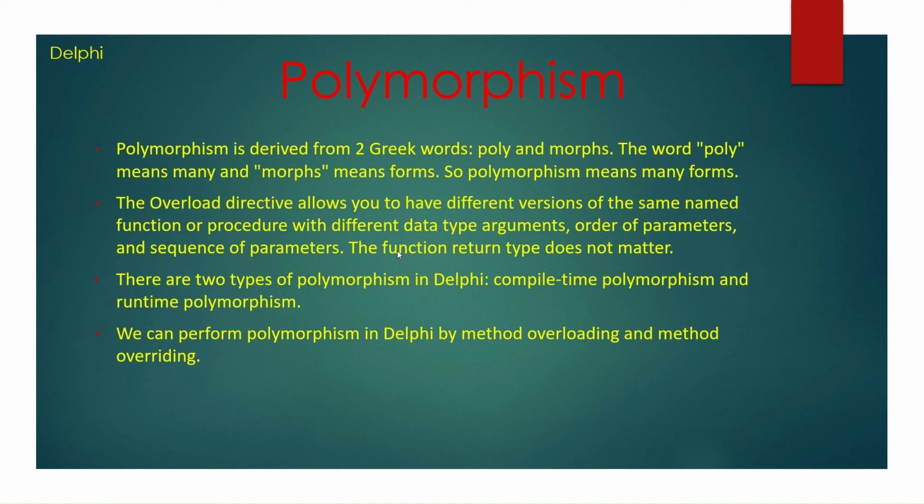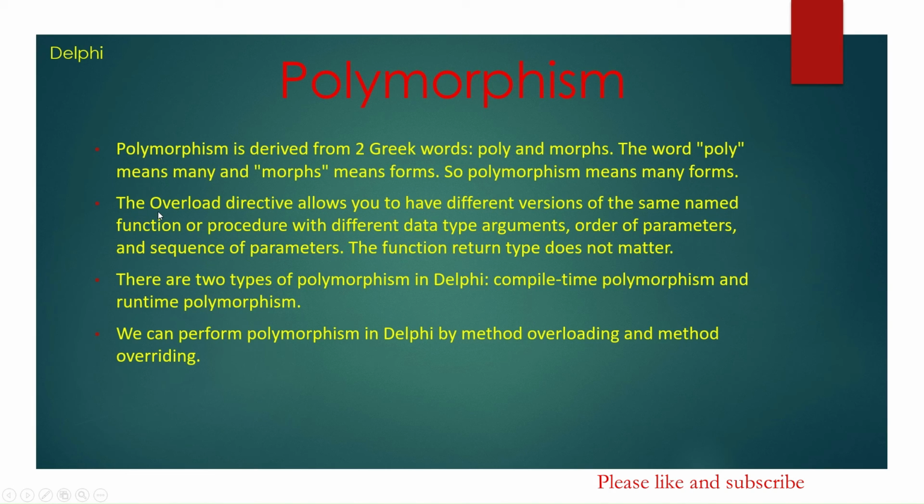So polymorphism is derived from two Greek words, poly and morph. The word poly means many and morph means form. So we can say that polymorphism is poly, many forms, right?